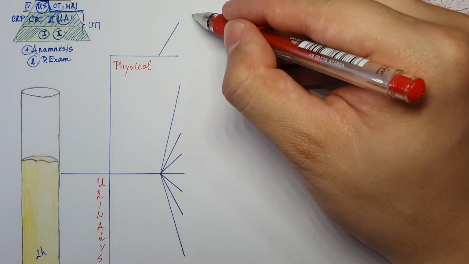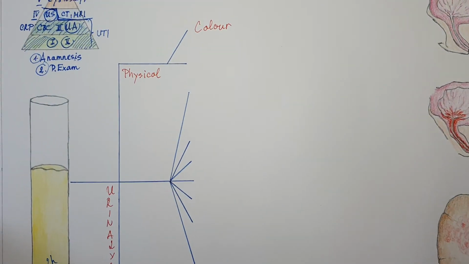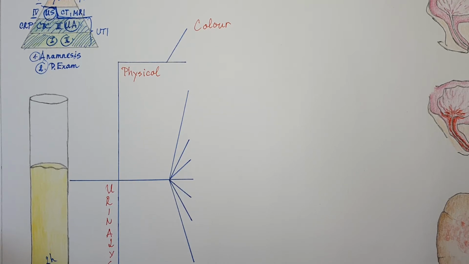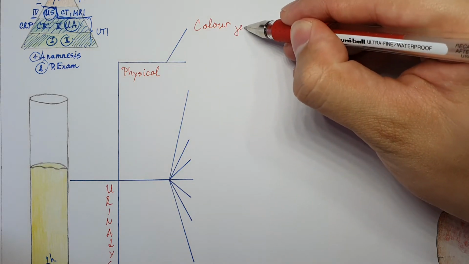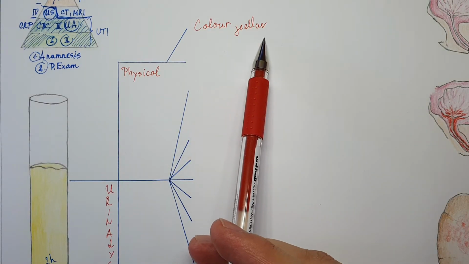For example, we can look at the color. The color of our urine is normally all kinds of shades of yellow. So basically it has a yellow color. If the urine is diluted, it will not be that dark. It will look basically like water if it is highly diluted. But if it is concentrated, it will be darker colors of yellow.